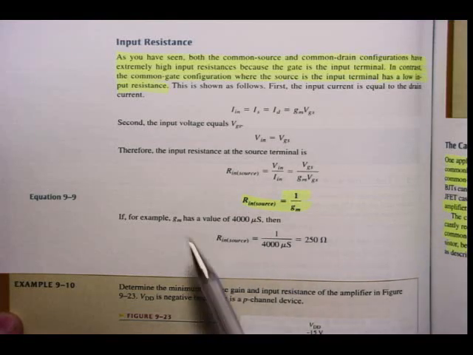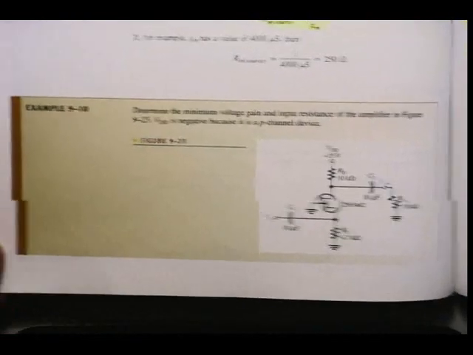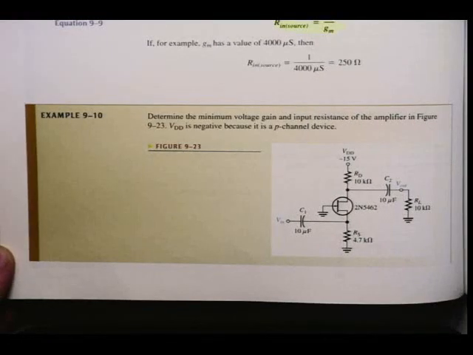And they used an example here. gm has a value of 4,000 microsiemens. Then Rin at the source is the reciprocal of that, of course, 250 ohms, which I can see is fairly low. Let's have a look at the example at the bottom of the page, example 9-10. Determine the minimum voltage gain and the input resistance of the amplifier in figure 9-23. VDD is negative because it's a P-channel device. You have to be able to notice that by now.